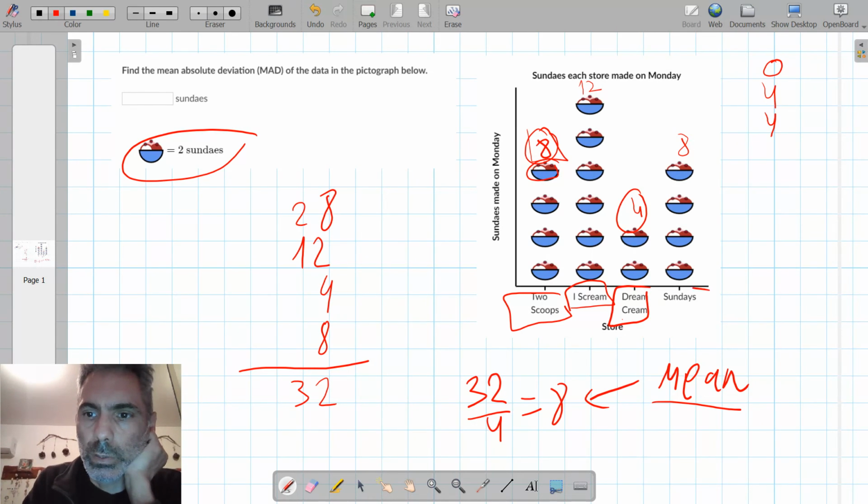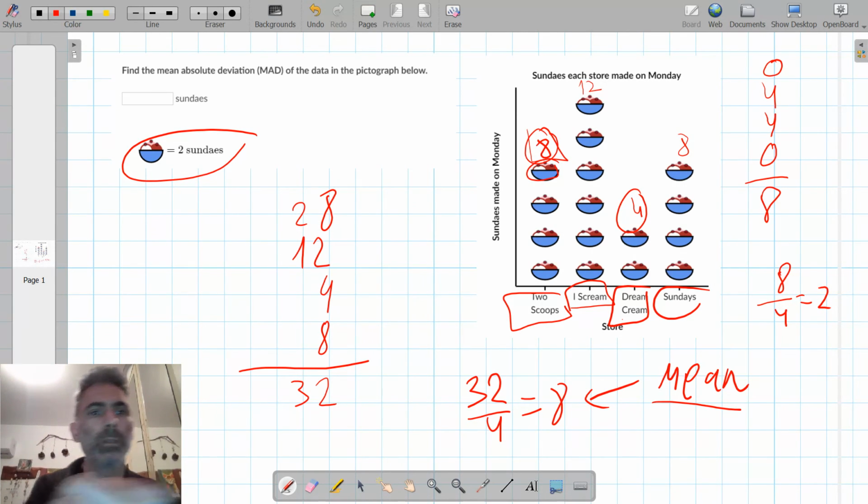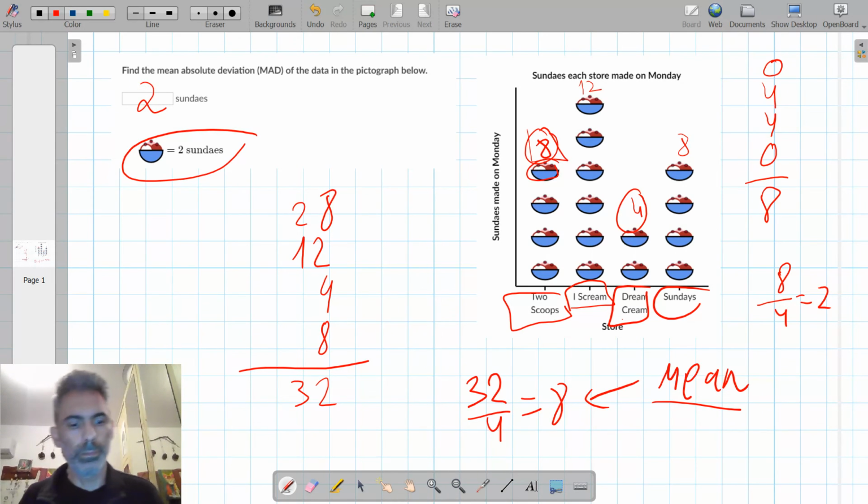And this store has no deviation as well. So the mean of 0 and 4 and 4 and 0: 0 plus 4 is 4, 4 plus 4 is 8, 8 plus 0 is 8, and 8 divided by 4 is 2. So the mean absolute deviation is 2.